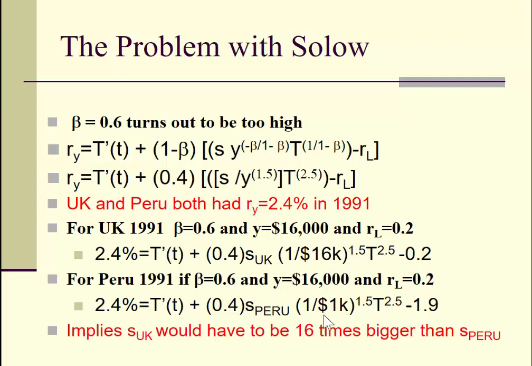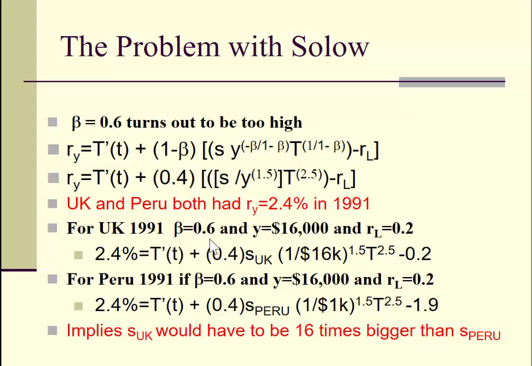I will put in, for Peru, sorry, not 16,000, but 1,000. I'll put 1,000 in here, and I'll put my rate of growth of labor. It wasn't 0.2, it was 1.9. And what I'll find is a problem, because I'll find that the equation won't balance. I can't get 2.4 for Peru unless the savings rate in the UK is 16 times bigger than it is in Peru. So the model is wrong if we use beta of 0.6.